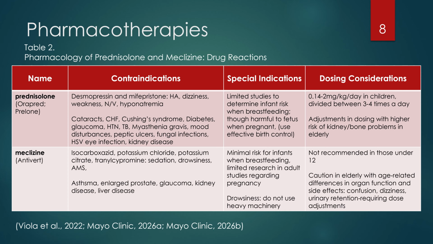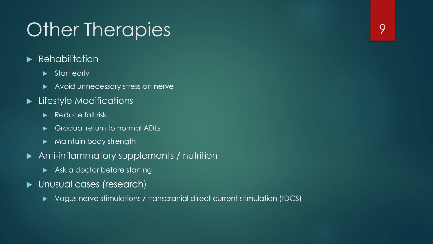Meclizine should be cautiously prescribed in geriatric patients due to age-related differences in organ function. Side effects common in the elderly when taking meclizine include confusion, dizziness, and urinary retention, requiring dose adjustments or alternative therapy. Other therapies or non-pharmacological therapies include early rehabilitation. This is key in most, if not all, neuro cases. Early rehab in vestibular neuritis can help restore balance and reduce symptoms.